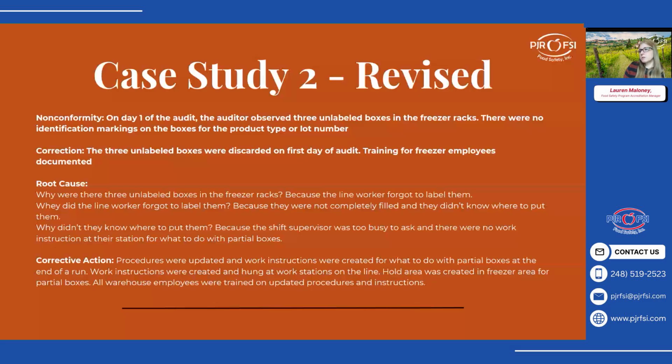So the corrective action really would be procedures were updated and work instructions were created on what to do with partial boxes at the end of the run. Work instructions were created and hung at workstations, and a hold area was created in the freezer area for partial boxes. All warehouse employees were trained on the updated procedures and instructions.